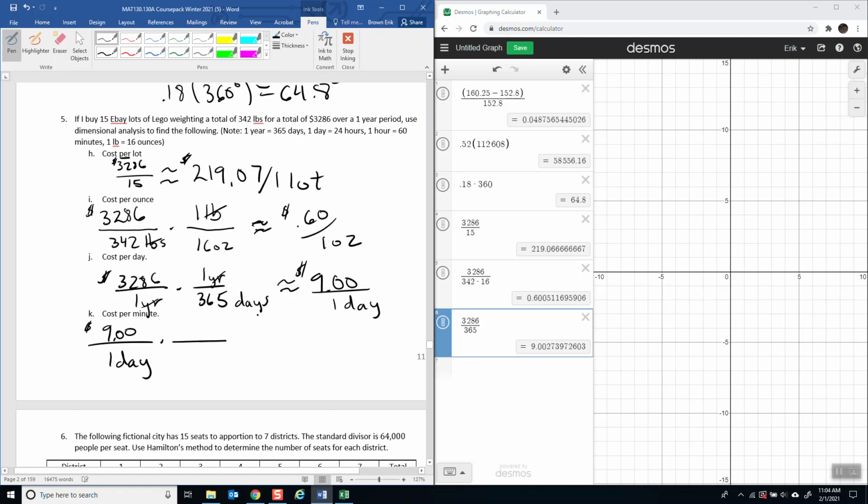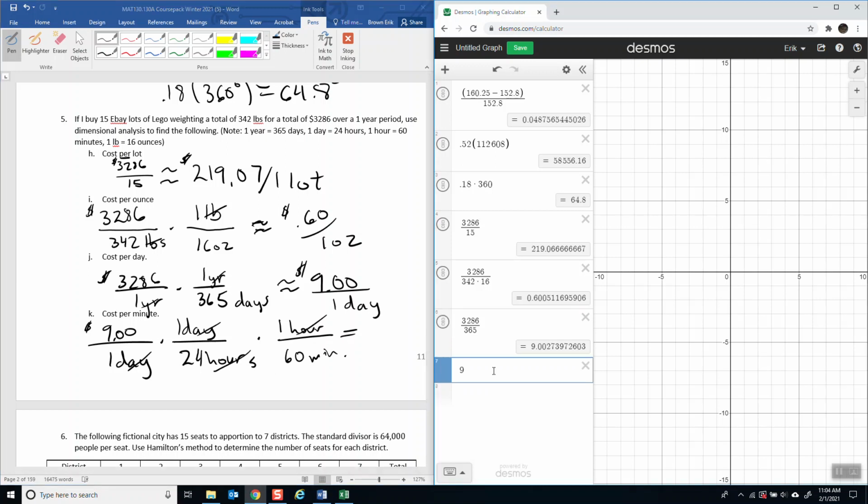So I want my conversion factor here to have the days on top, and I don't really know how many minutes are in a day yet. So I'm just going to use the 1 day is 24 hours, and then I'm going to put 1 hour here with the 60 minutes. And notice the days cancel, the hours cancel, and we're left with dollars over minutes.